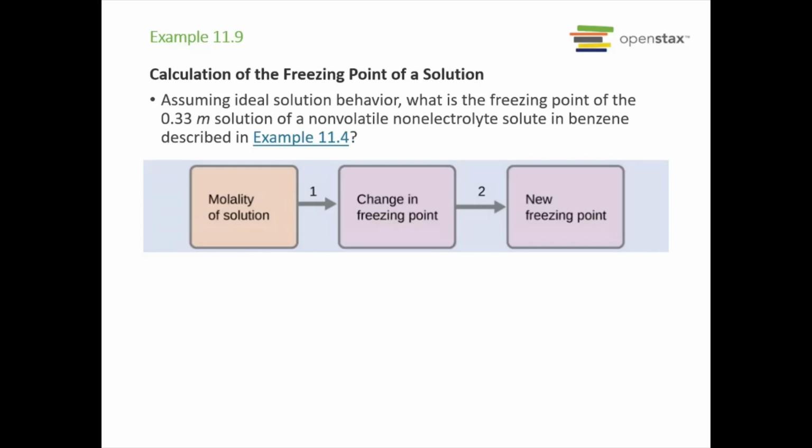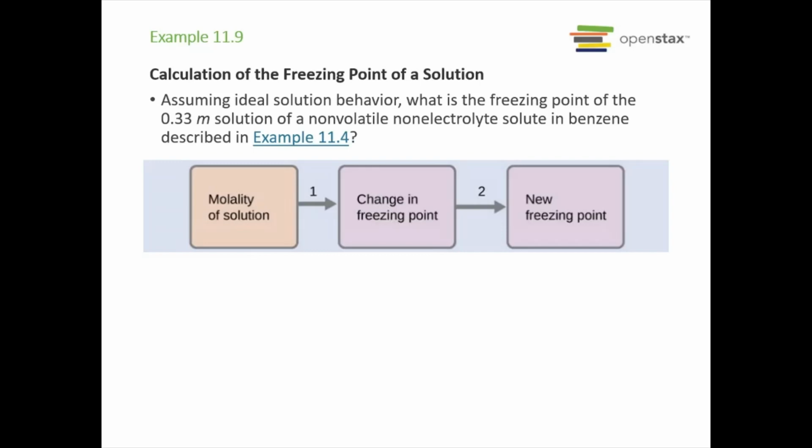So now here's an example. Assuming ideal solution behavior, what is the freezing point of a 0.33 molal solution of a non-volatile electrolyte solute in benzene, as described in example 11.4? So to start off, we have our molality, and we can use that to figure out our change in the freezing point and then calculate the new freezing point.